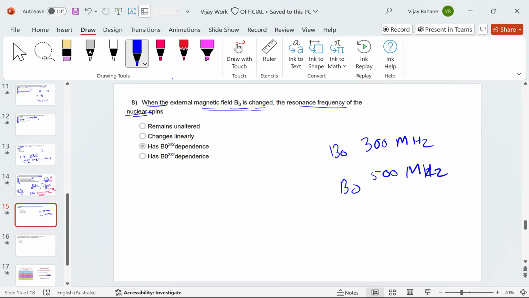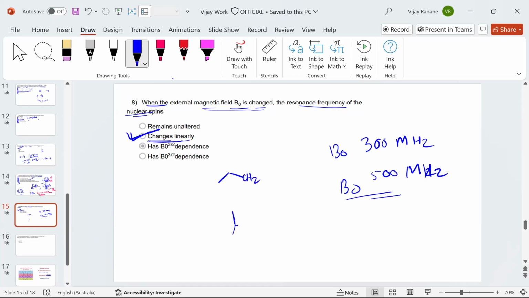Anyone have any doubt here? Yes, it changes linearly. That's the reason with the higher megahertz NMR instrument, we get good quality data, that is good resolution in the NMR spectra. With an example you can get a better understanding of this, so I will show some example here.